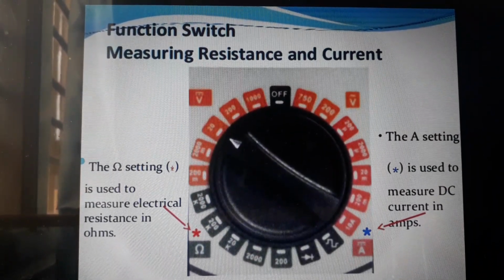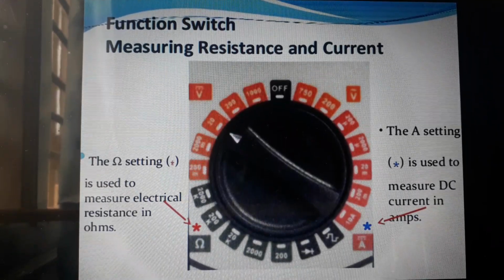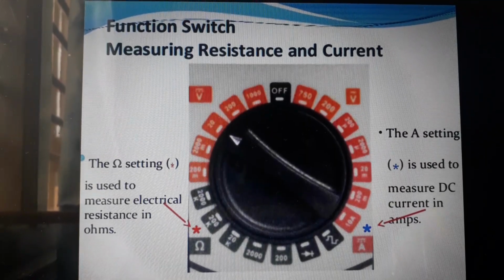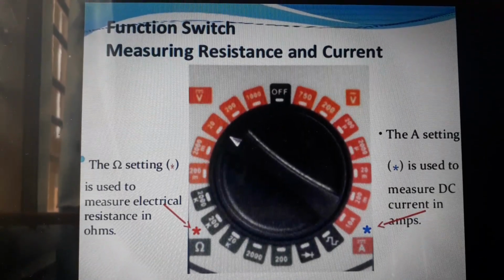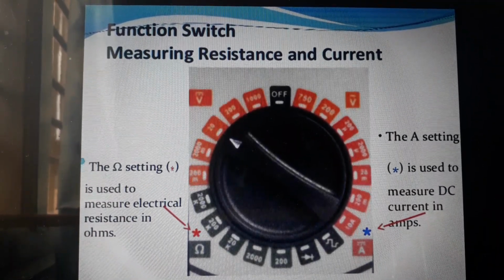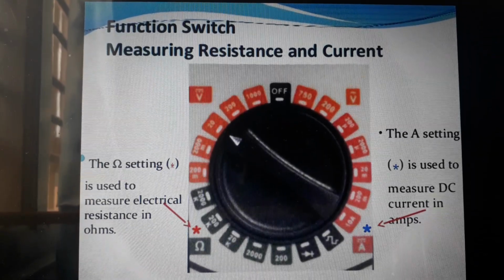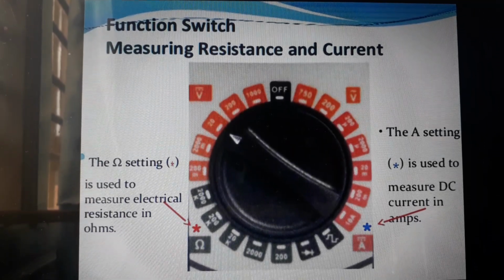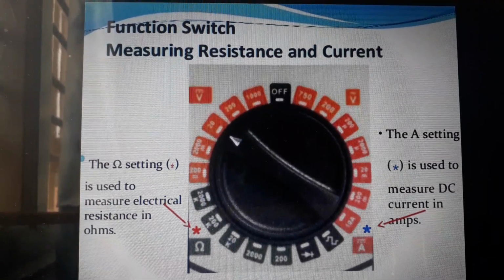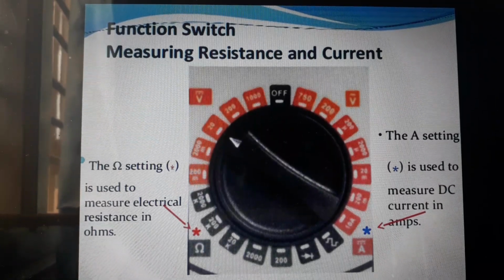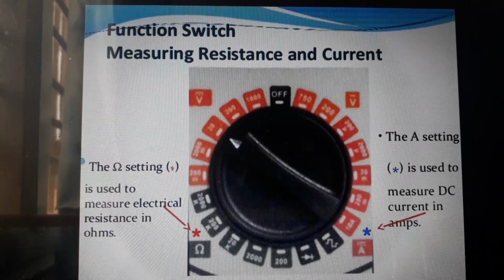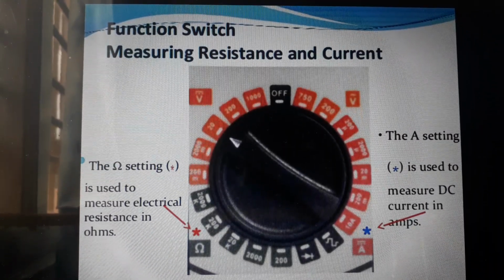Next, the function switch measures not only the voltage, it can measure the resistance and also the current. Here, the red color star, this area is set for resistances. The ohm setting is used to measure electrical resistance in ohms. These are all the regions for measuring the resistance. Next, on this side we have the blue color star mark. This setting is used for measuring the current, that is DC amp current. We use this area for measuring the current.